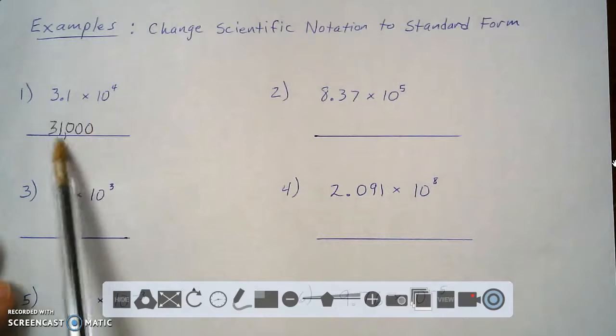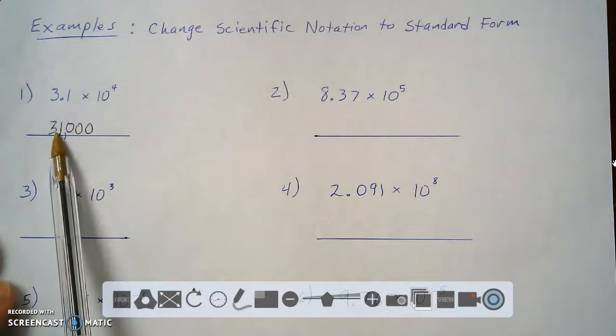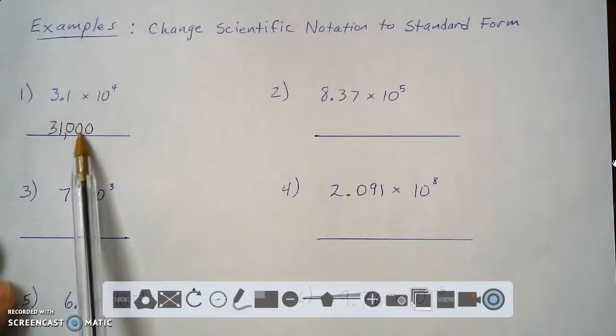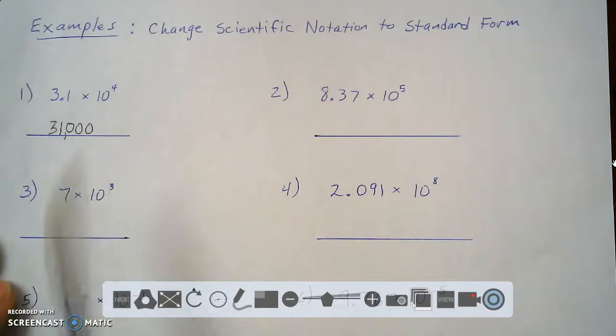That's a comma. Think about it. The decimal point was right there, right? In between the 3 and the 1. Picture this. 4 places. 1, 2, 3, 4. The decimal point's actually right there. In a whole number, it's kind of invisible, and it sits on the right. So that's how we're going to do this with a positive exponent.